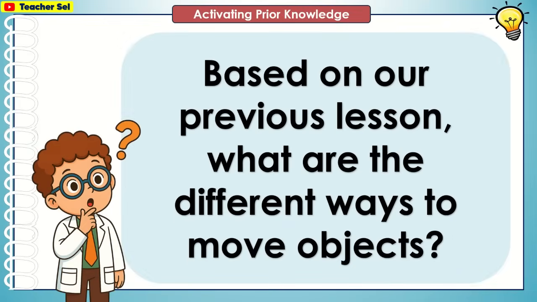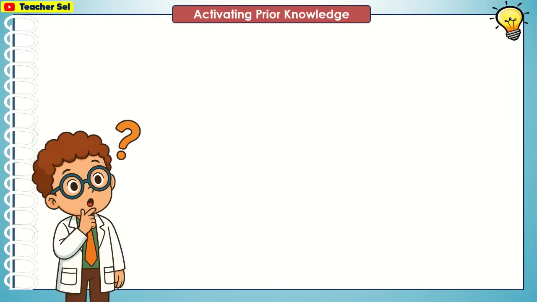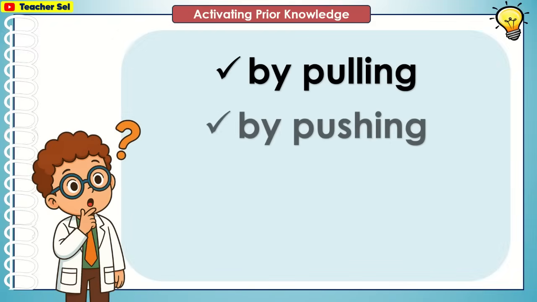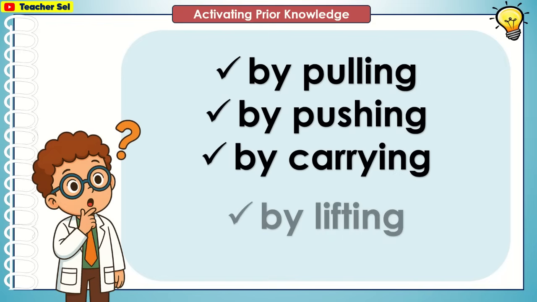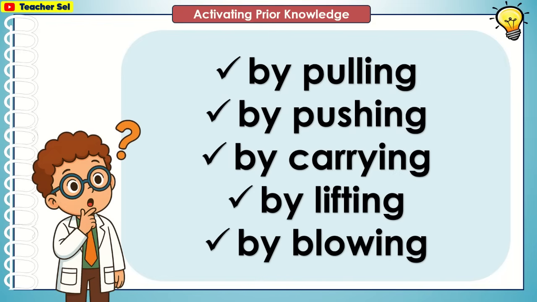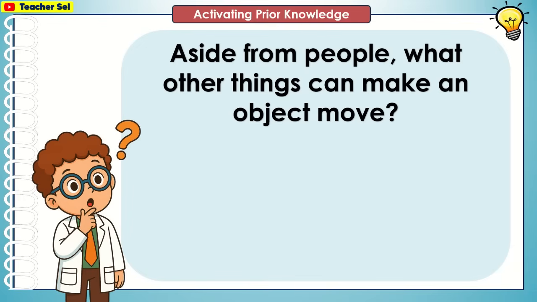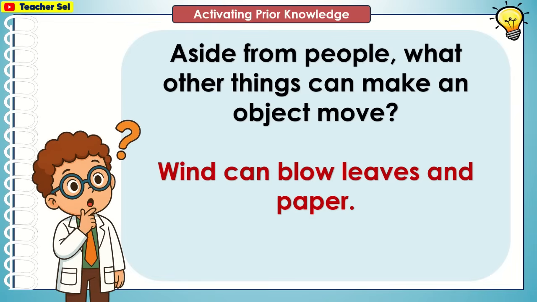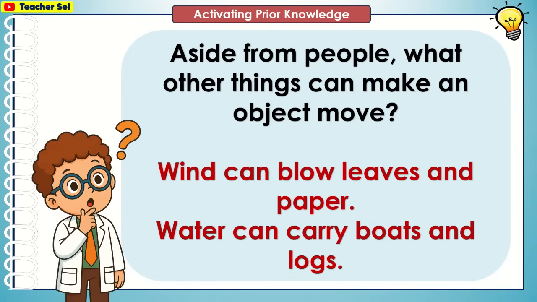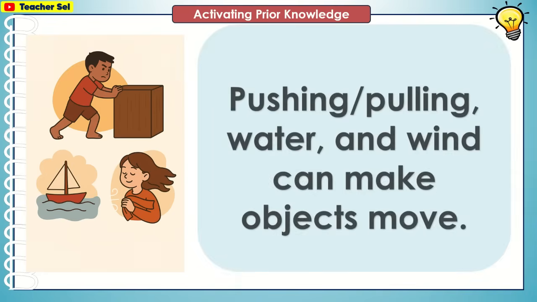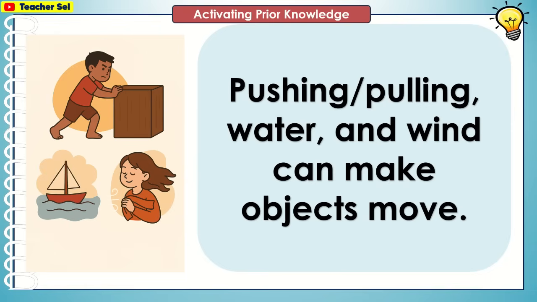Based on our previous lesson, what are the different ways to move objects? By pulling, by pushing, by carrying, by lifting, by blowing. Aside from people, what other things can make an object move? Wind can blow leaves and paper. Water can carry boats and logs. Pushing or pulling, water, and wind can make objects move.